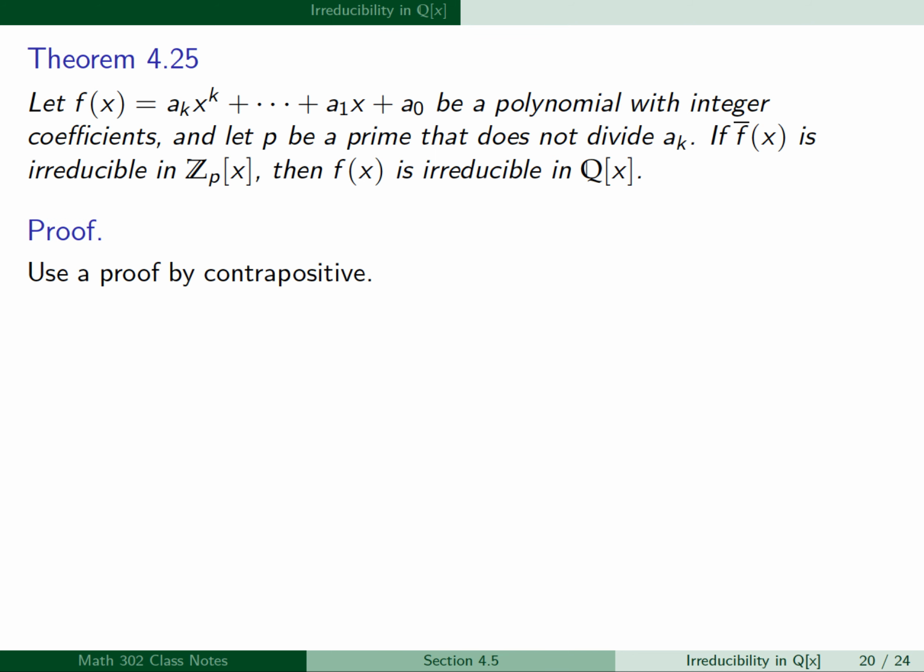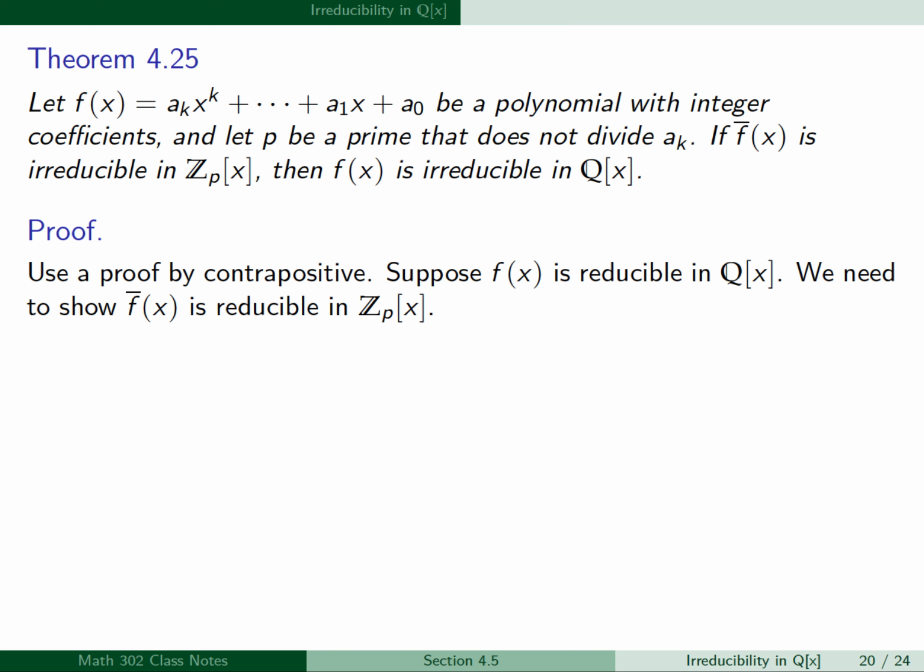To prove this, we'll use a proof by contrapositive. So we want to prove the contrapositive statement. So we'll suppose f of x is reducible in Q[x]. We then need to show that f bar of x is reducible in Z_p[x].